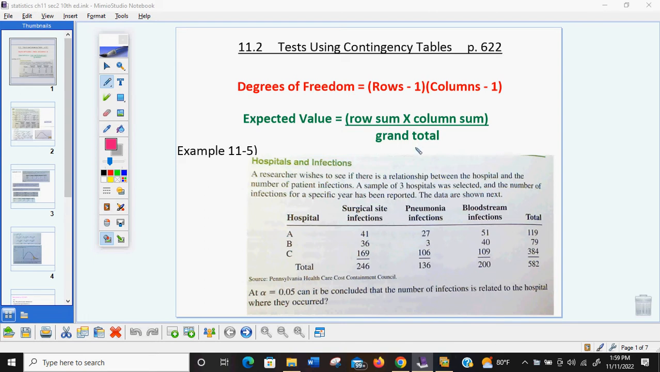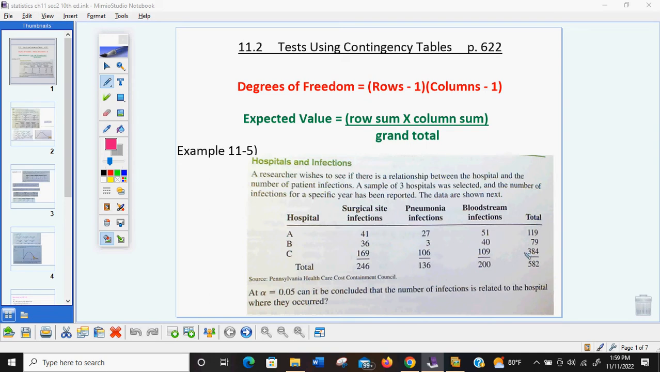So let's look at this first example. A researcher wishes to see if there's a relationship between the hospital and the number of patient infections. A sample of 3 hospitals was selected, and the number of infections for a specific year has been reported. The data are as shown. So we've got hospitals A, B, and C. We're doing surgical site infections. Here are the observed values. Pneumonia infections, the observed values at each hospital. Bloodstream infections, the observed values at each hospital.